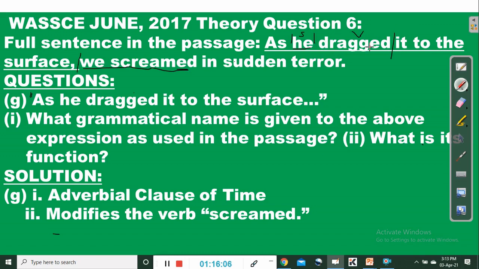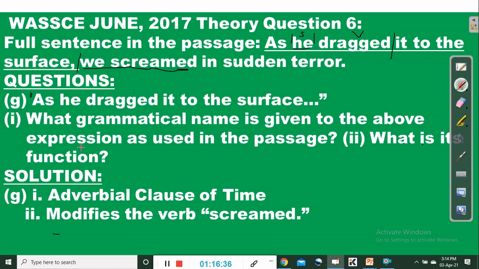You have an adverb of place that answers the question where. We have an adverb of time that answers the question when. We have an adverb of reason that answers the question why. We have an adverb of manner that answers the question how, and so on and so forth. All right, but this one answers the question when, so it's an adverbial clause of time.